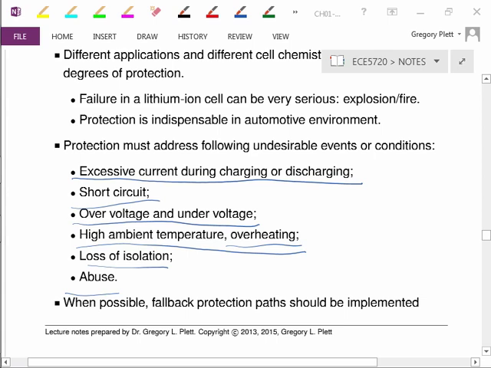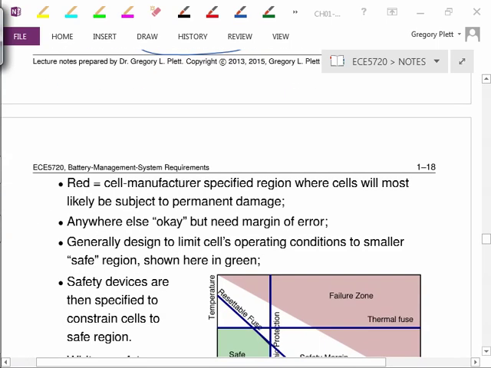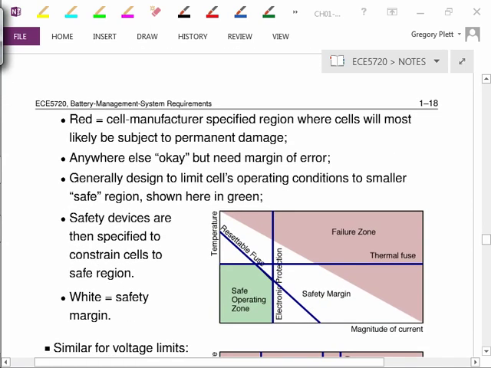events have occurred. And it's best if we have redundant sensing to determine if something undesirable has occurred. So some kind of a fallback protection path should be implemented. These pictures try to show this graphically as an idea. And so the first picture here shows on the horizontal axis battery pack current magnitude, so between 0 and maximum, and temperature over some range.